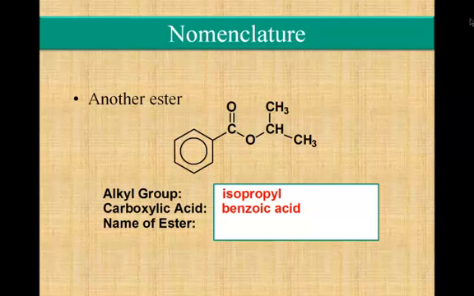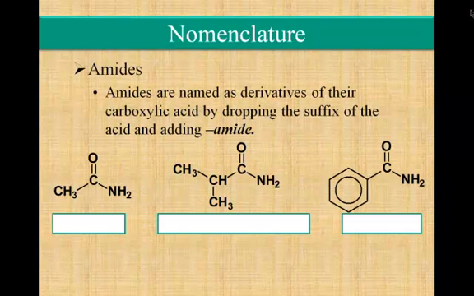The name of my carboxylic acid is benzoic acid. So the name of my ester is going to be isopropyl benzoate. How do we name amides? We're going to drop the suffix of the acid and add the word amide.